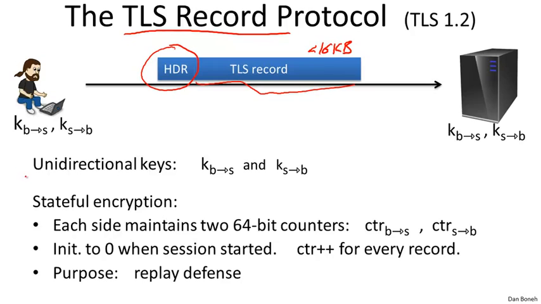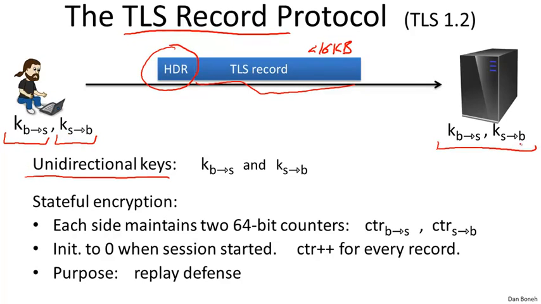Now, TLS uses what's called unidirectional keys, meaning that there's one key from browser to server, and there's a separate key from server to browser. So one key is used for sending messages from a browser to the server, and the other key is used for sending messages from the server to the browser. And of course, both sides, both the server and the browser, know both of these keys.